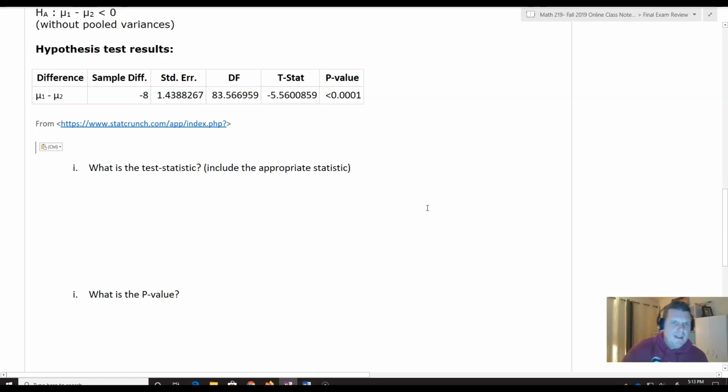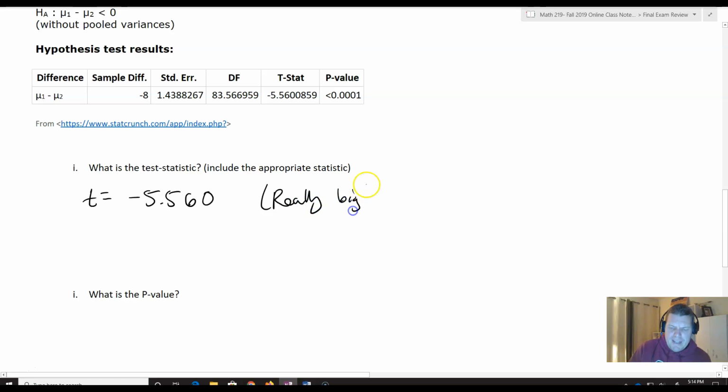My t-stat is t equal to negative 5.560. Okay? Just as a side note, that's really, really big. That's 5 standard deviations away from the mean. That's like impossible if they were actually from the same distribution, right? Already tells me I'm going to reject the null.